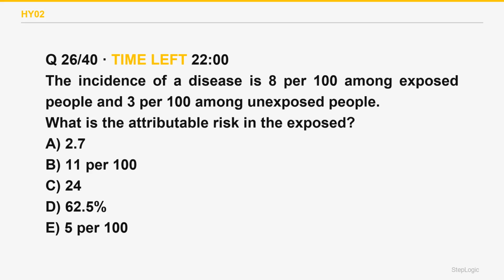What is the attributable risk in the exposed? The incidence of a disease is 8 per 100 among exposed people and 3 per 100 among unexposed people.